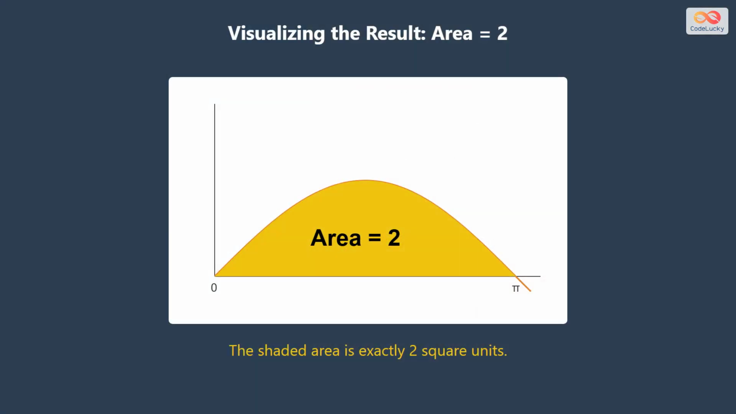Here is what we just calculated. The area of one arch of the sine wave, from 0 to pi, is exactly 2 square units. It is a beautiful and simple integer result for such a curvy shape.